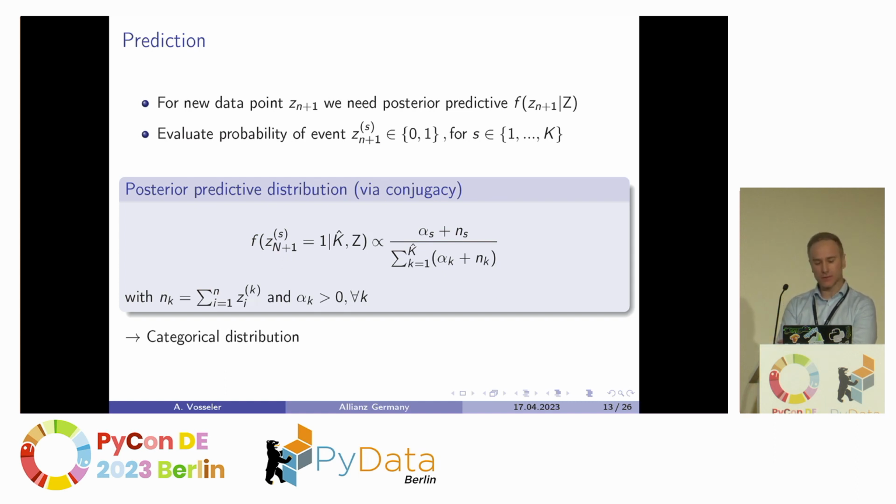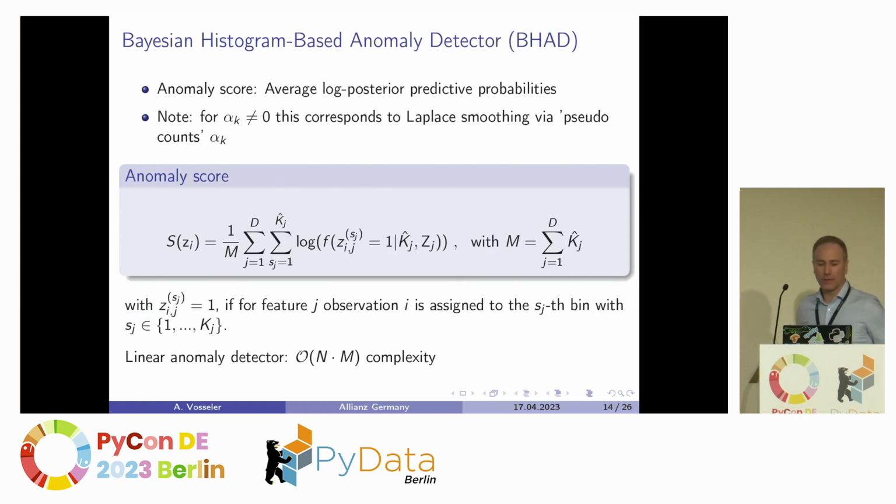And using this posterior predictive distribution as a score, we arrive at the anomaly score, which is simply, we take that as the geometric mean of the posterior predictive distribution. And using a log scale for, let's say, numerical reasons, we arrive at a simple arithmetic mean, as you can see. And so this very much simplifies many things for us.